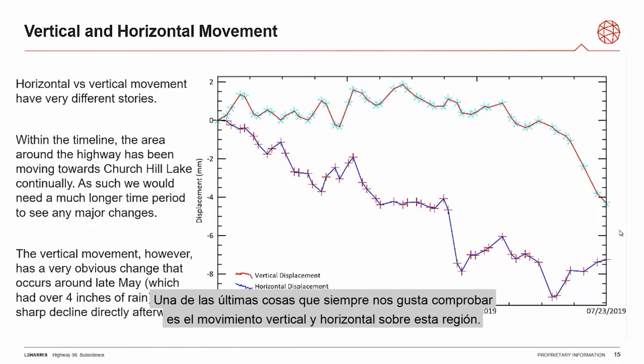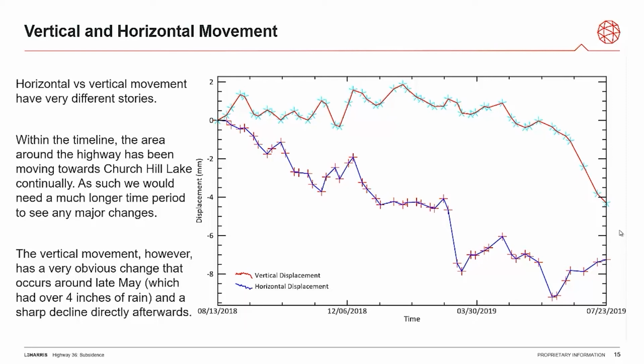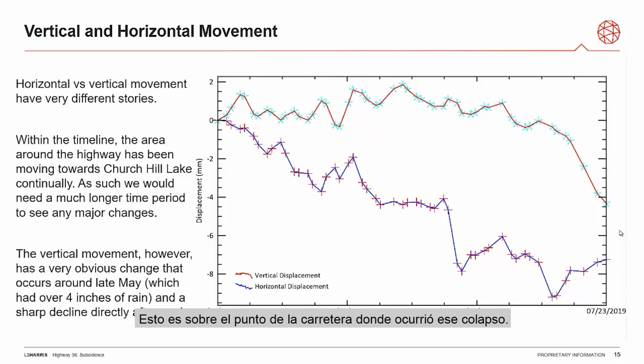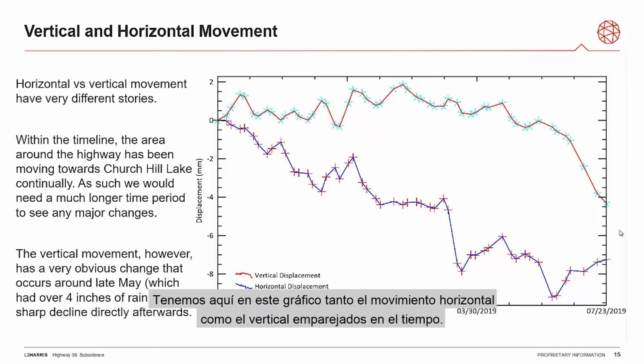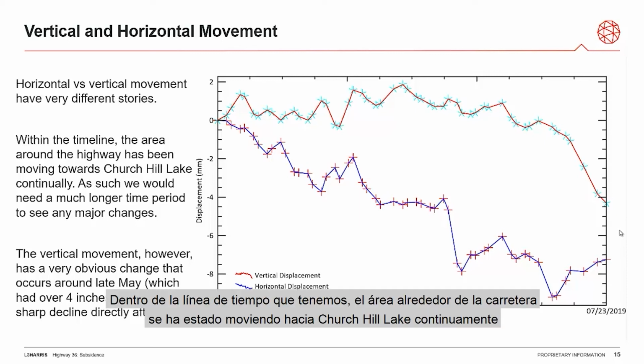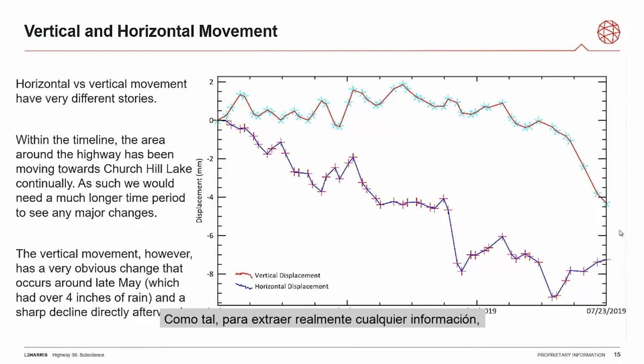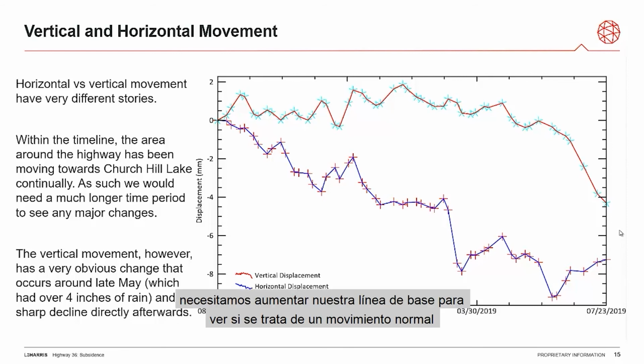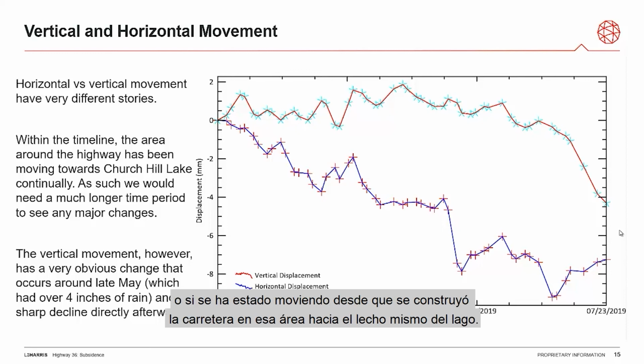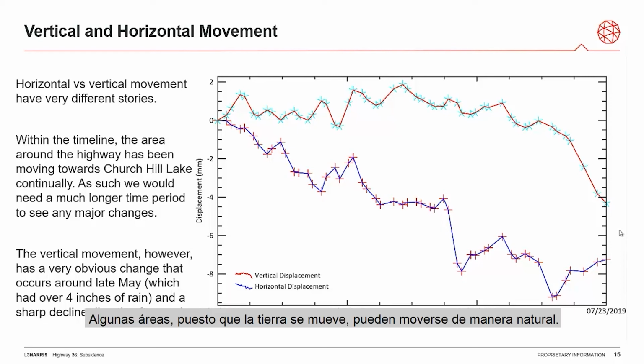One of the last things we always like to check is vertical and horizontal movement over this region. This is over that point on the highway where the collapse occurred. We have here in this chart both horizontal and vertical movement matched over time. Within the timeline that we have, the area around the highway that was moving to that Churchill Lake was moving there horizontally continually. So as such, to really pull out any information from that, we would need to increase our baseline to see if this was normal movement or if it has just been moving since the highway was made in that area into the lake bed itself. Some areas, the earth moves, it can move naturally, so we can't really say too much on whether that is a natural or unnatural effect that occurred.